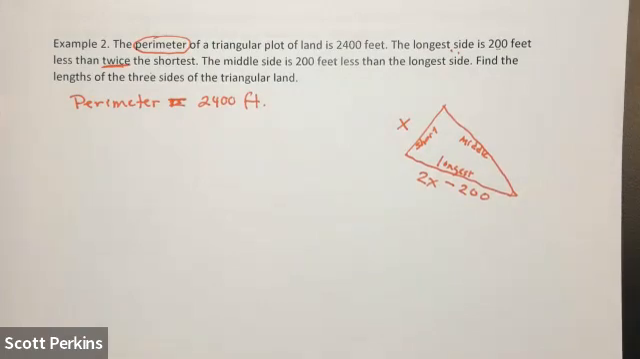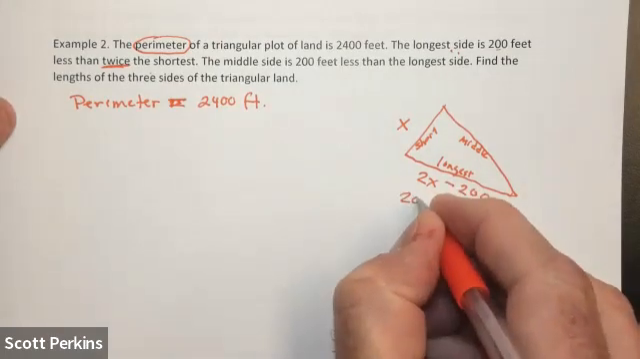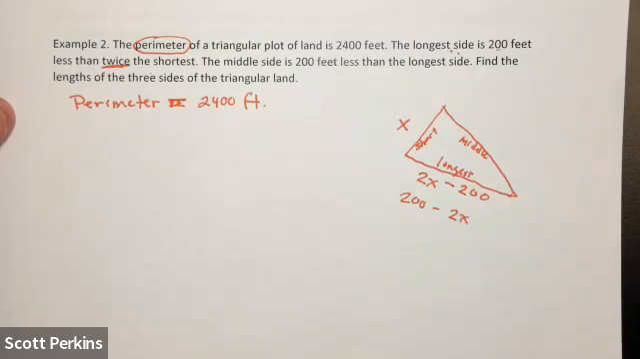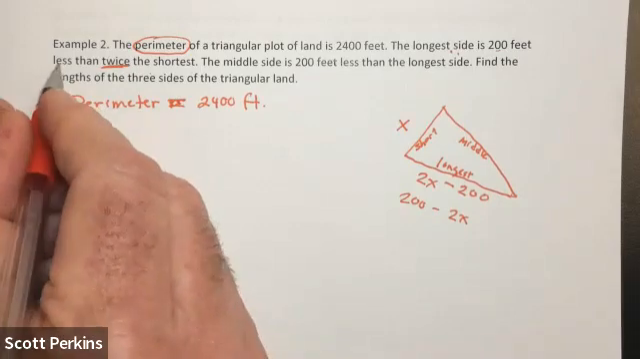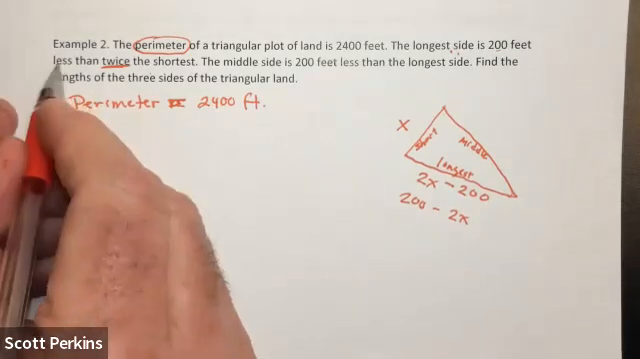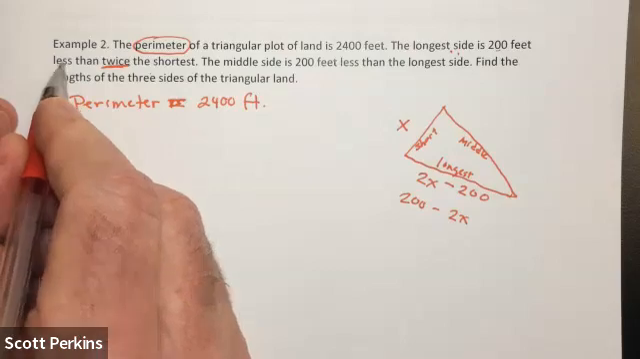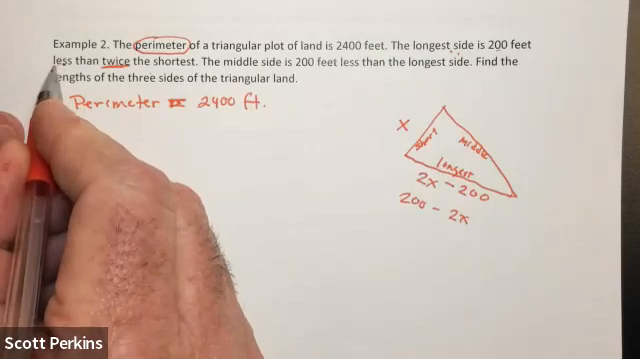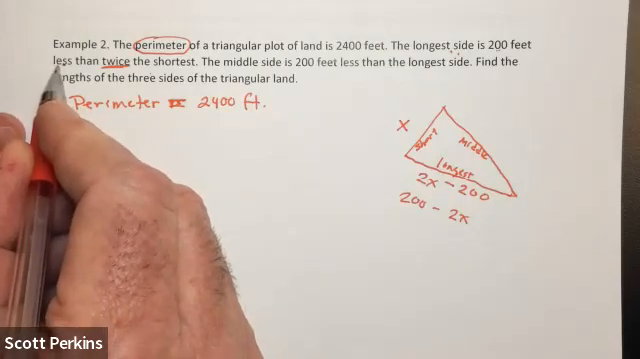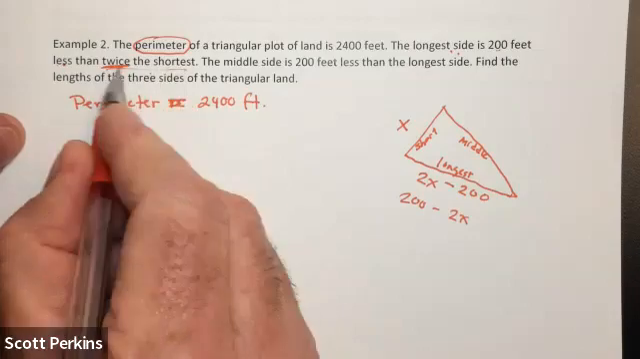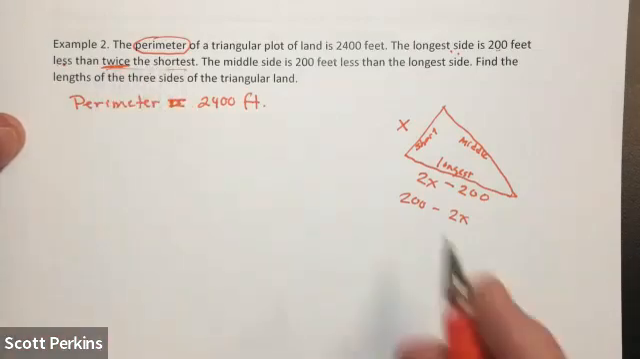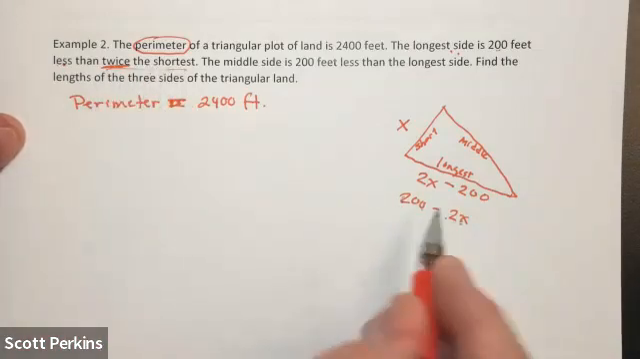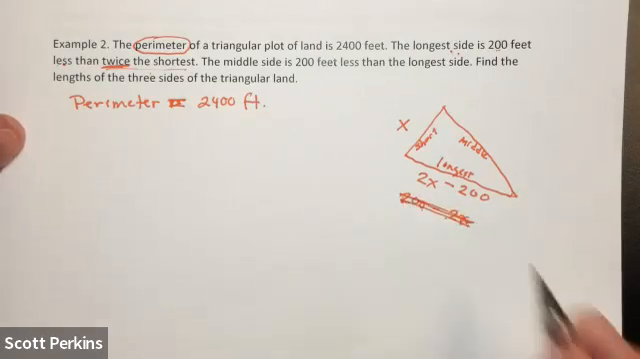Now, I know at least a couple of you probably wrote 200 minus 2x because that's the order of the words. I get that. But here's the problem. The word less says less than what I started with. That's just part of the intrinsic nature of this word. So when you see less, that means I'm starting with twice the shortest, and then I'm subtracting 200. So 200 minus 2x will not give you the right answer. It is the wrong order of those terms.